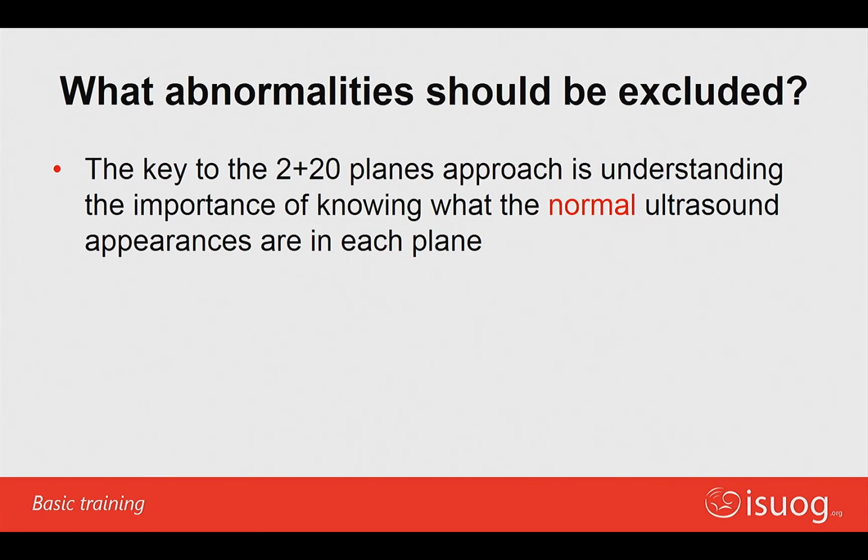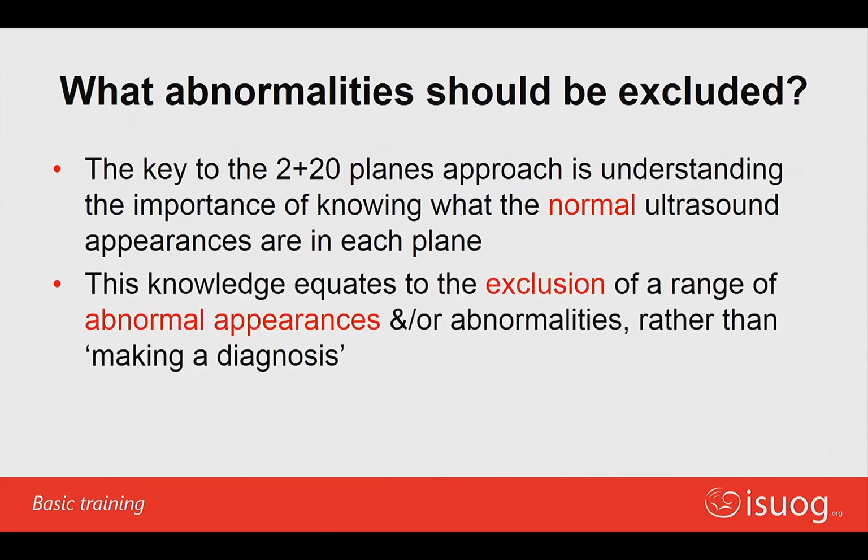The key to what you're doing, and the most important thing that you are doing, is knowing what the normal range of appearances are and determining whether the appearances that you have are within that range of normal appearances or are not normal. So the key is understanding the importance of knowing what's normal in each plane, and this therefore equates to the exclusion of the range of abnormal appearances or abnormalities, rather than making a diagnosis, and that's really important. So the key to the whole thing, you are the most important people because you're the people that pick up the problem in the first place.